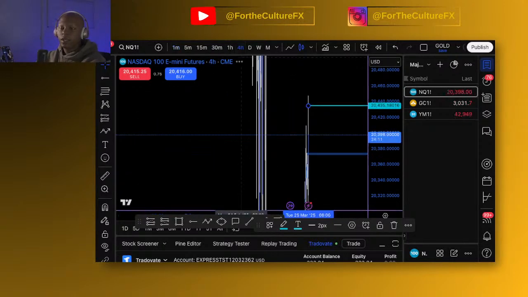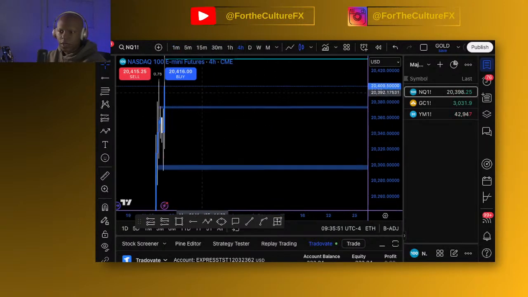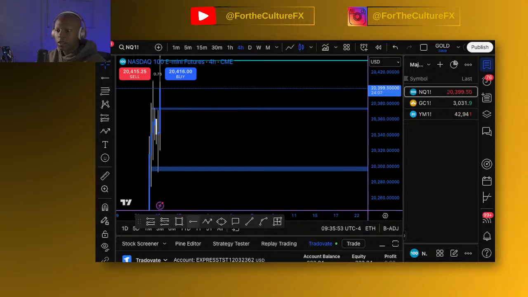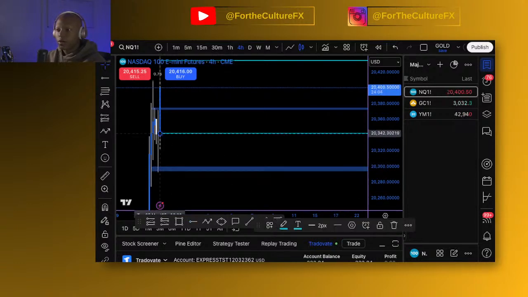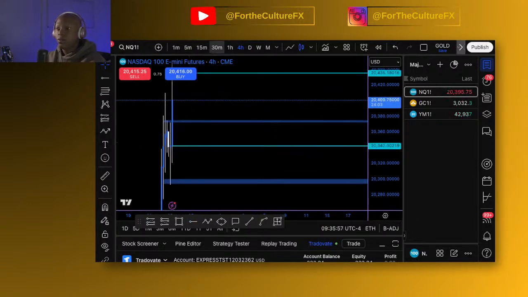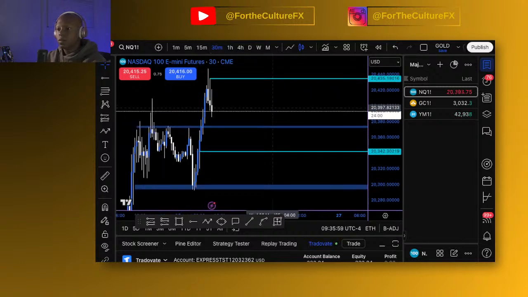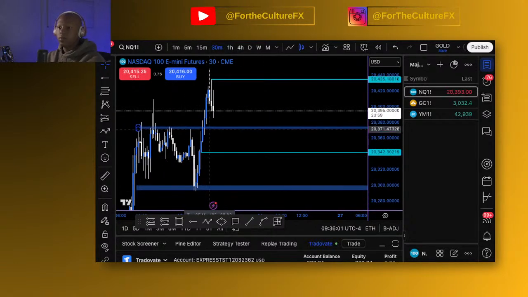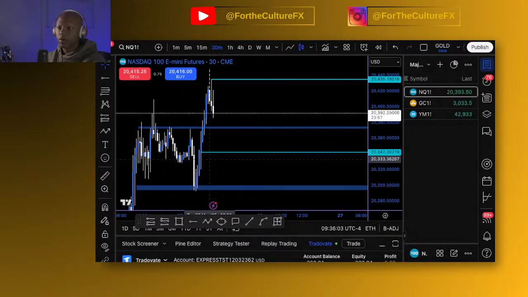And where do we need price? Price would have to come all the way back down here for this 4-hour candle to close bearish. Not likely, but that's where this would need to come for the 4-hour to flip. This is also a great retest level.